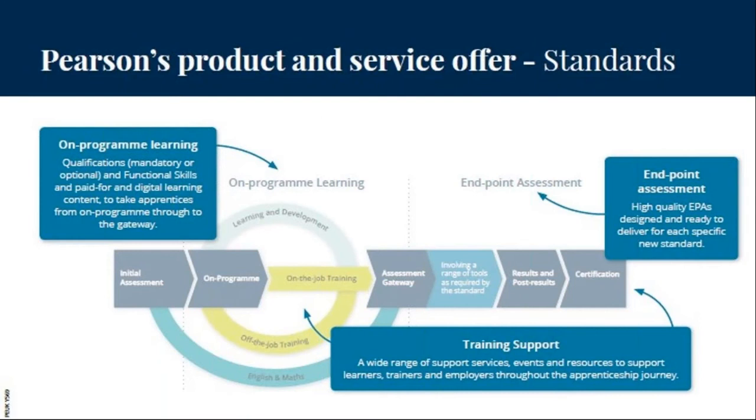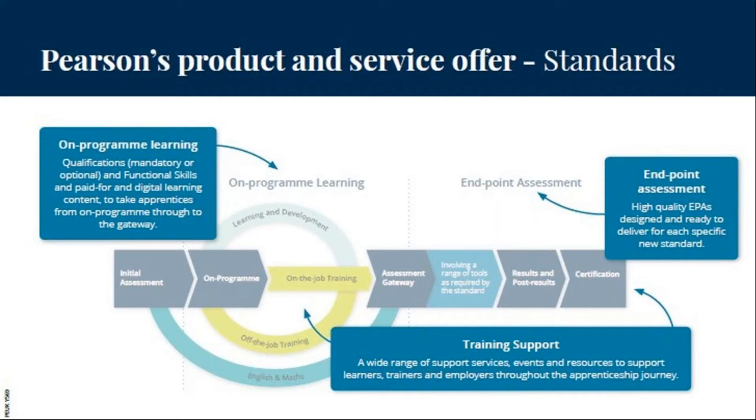Okay. So just to look at how you can make the best use of these resources that are available, this picture depicts a learner journey. If you think about the learner journey, you have the initial assessment and you enrol a learner on an apprenticeship standard, and you start them off on programme. On programme, we have the qualifications, which are either mandatory or optional, and you've also got the functional skills. And we're also developing, and we will talk about this a bit further, paid-for or other digital learning content that's available to support the learner to take them through this journey all the way to Gateway.